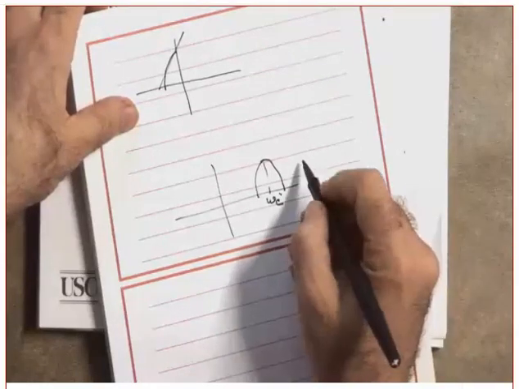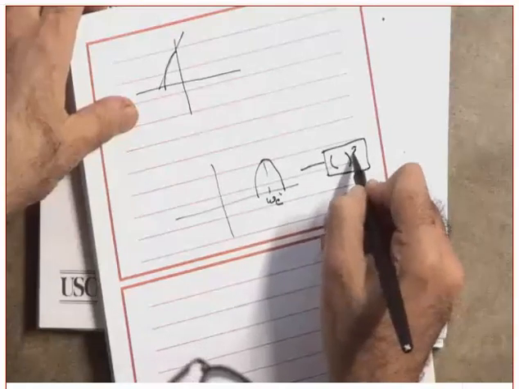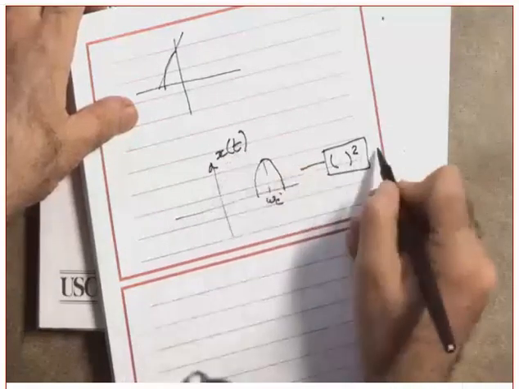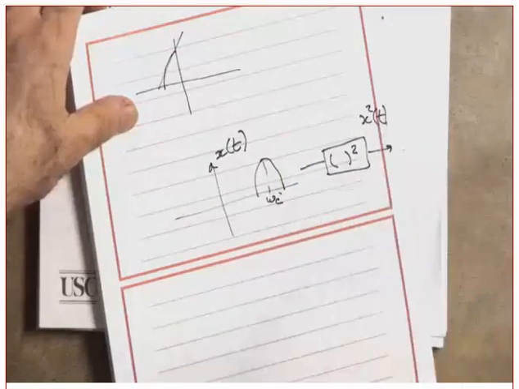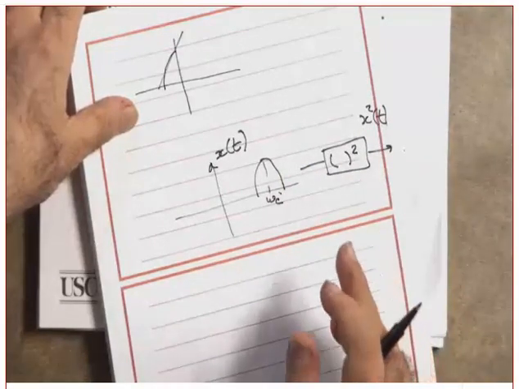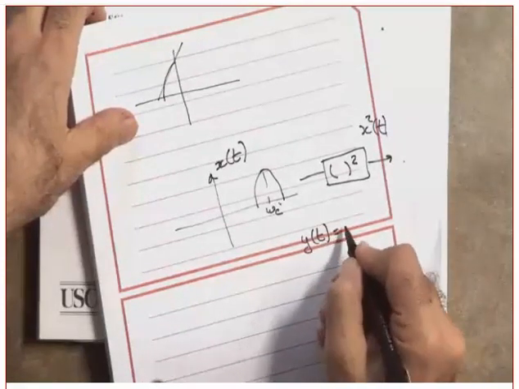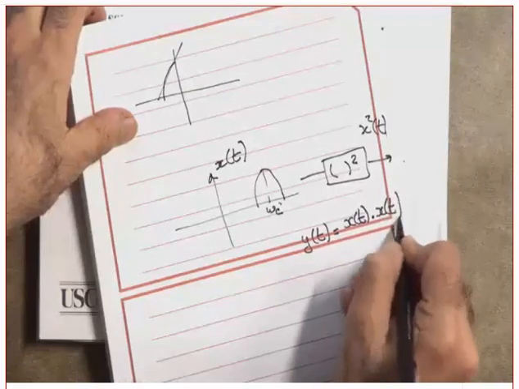Yes? Now, let's assume this one goes into a square law device. Let's assume this is X of t, and this one is X squared of t. Forget about the other nonlinearity. Just look at the square law device. Yes? Okay, what is the output equal to? Y of t equal to X of t times X of t. You agree?